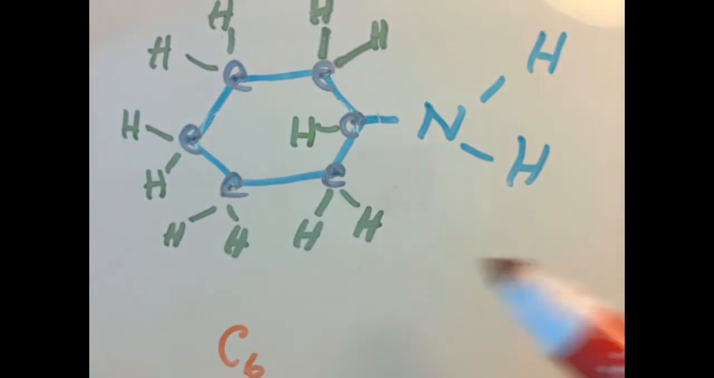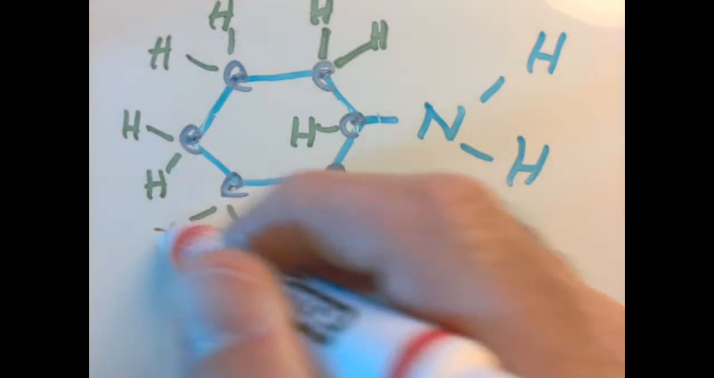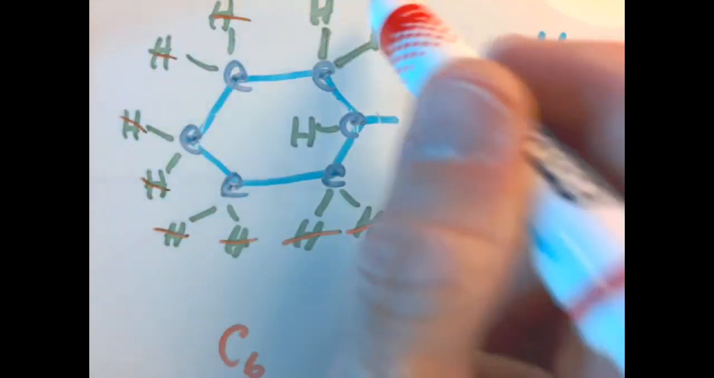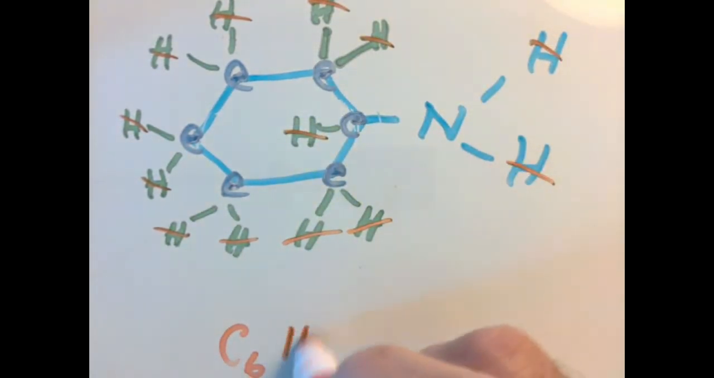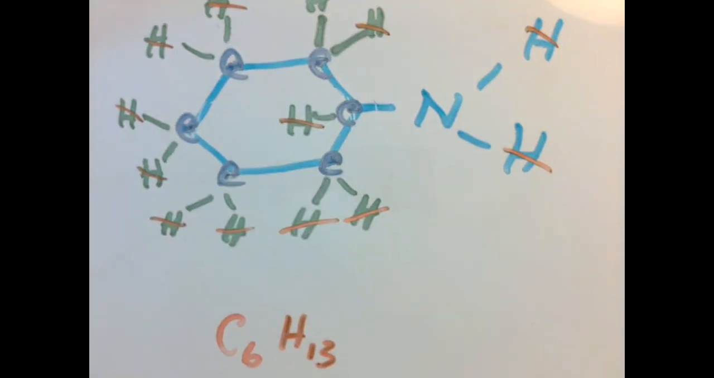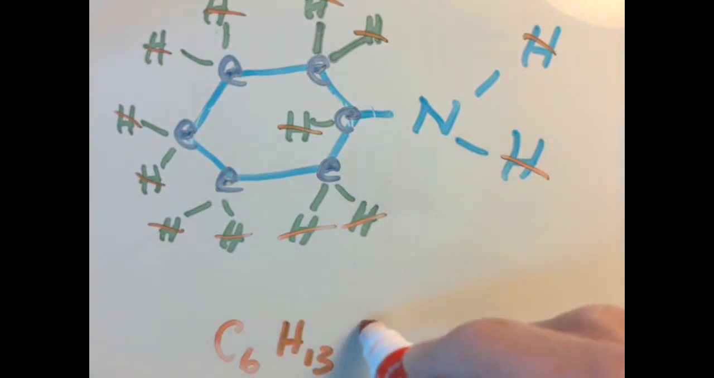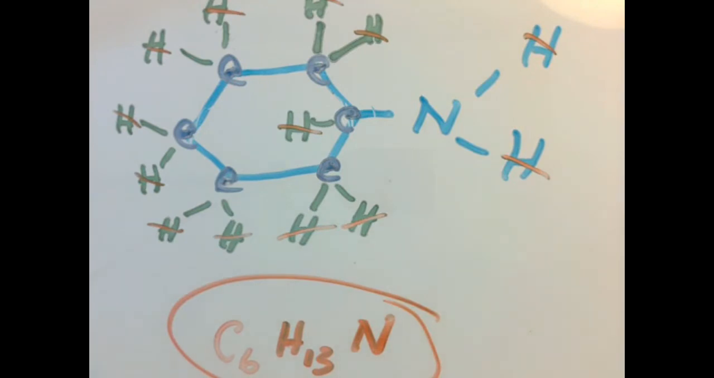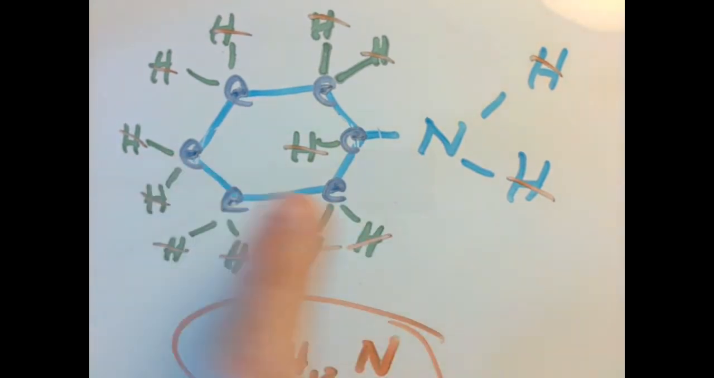Let's take a look at the hydrogens. I'm going to put a little slash through them so I don't lose track. 1, 2, 3, 4, 5, 6, 7, 8, 9, 10, 11, 12, 13. H13. And is there anything else besides carbons and hydrogens? Yes, there's that 1 nitrogen atom, so we'll write N. That's the formula for that molecule. But think about how messy it is if we draw every single carbon and every single hydrogen out. It's horrible to look at that and interpret it.